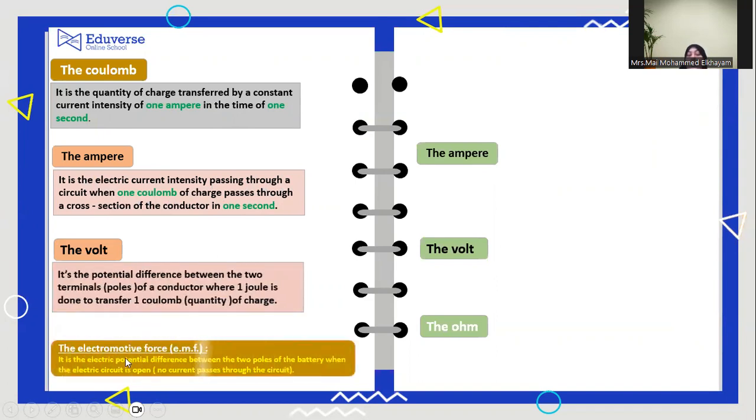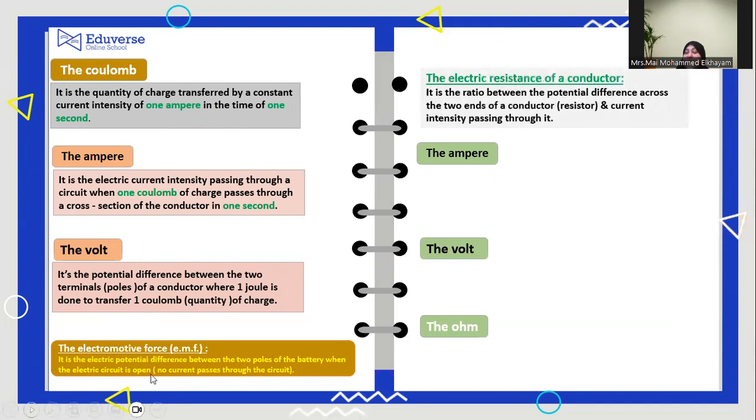And also the volt and the electromotive force. Don't forget, electromotive force is the electric potential difference between the two poles of the battery when the electric circuit is open. Why should the electric circuit be open? Just to measure the potential difference across the two terminals of a battery correctly, so that part of the electrons do not flow in the circuit, otherwise you're not going to get the correct reading.